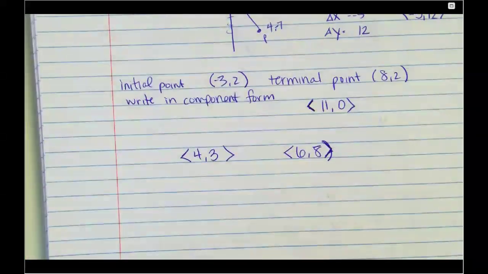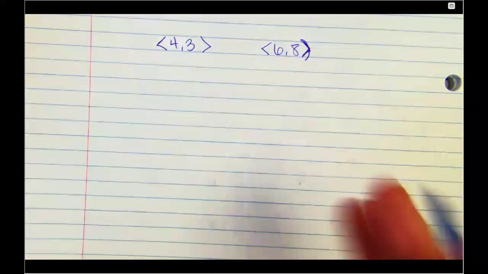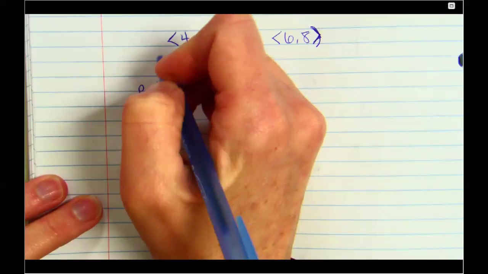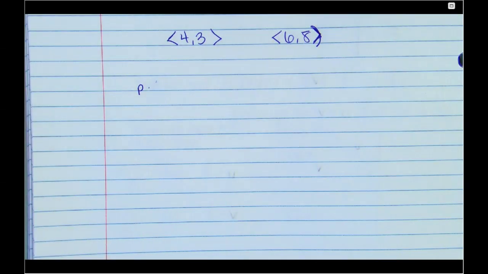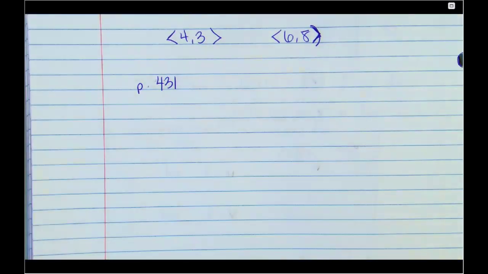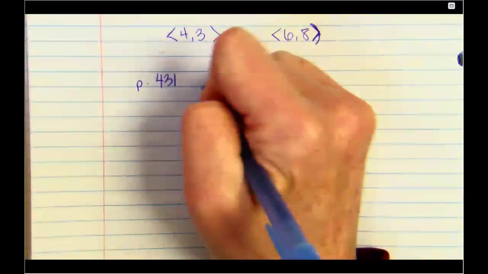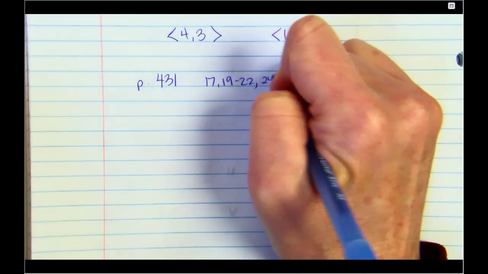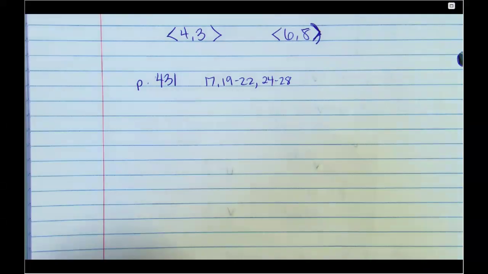So I'm going to give you your homework. It just covers what we've talked about today, so it should be pretty easy. I've got to get the page number though. 431 maybe. There you go. I'm thinking this should not take very long.